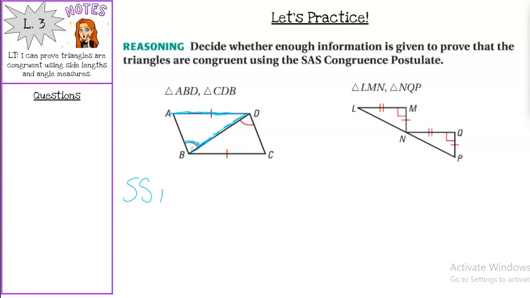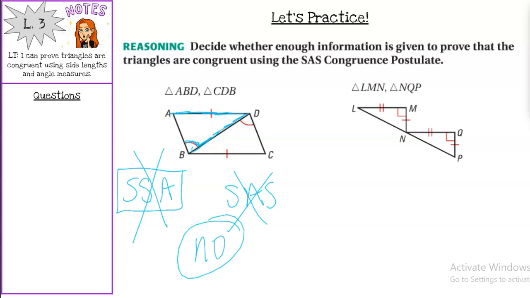Because if we look at what we have right now, we have side, side, angle. If we spell that out, side, side, angle, read that backwards. We are not donkeys in math class, so we don't use side-side-angle. So it has to be side-angle-side. And we'll talk about the reason why for that coming up soon, but we don't have enough for side-angle-side, so no, we don't have enough information. And then for our second example, we have LMN. We have side, angle, side on triangle NQP. So yes, we do have enough information by side-angle-side.